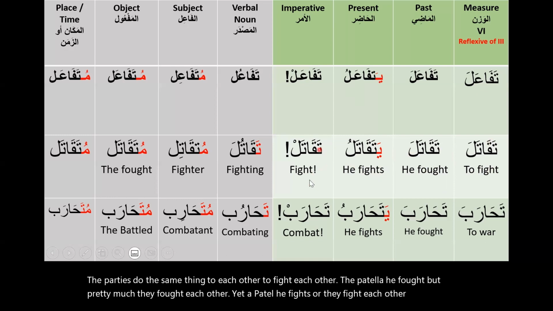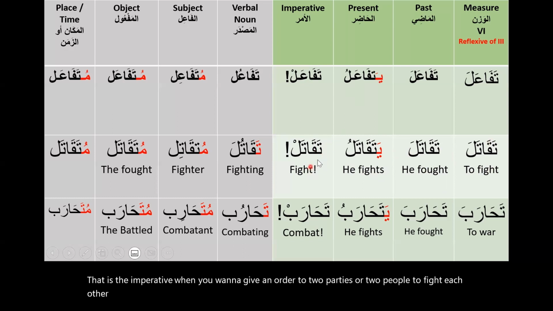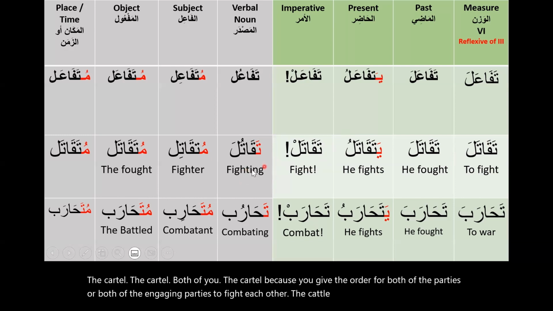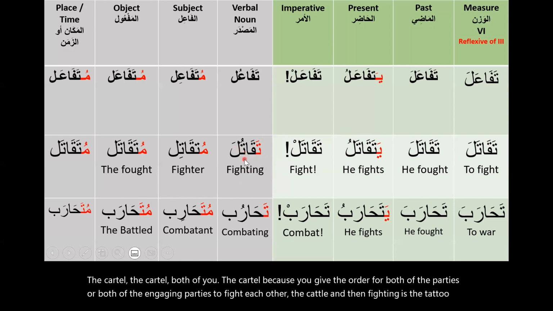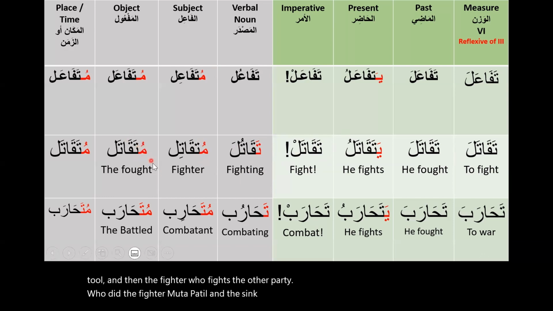تقاتل, that's the imperative. When you want to give an order to two parties or two people to fight each other, you say تقاتل. And if you want to give this قاتل, one person, to fight another person, you say قاتل. And then fighting is تقاتل. And then the fighter who fights the other party is متقاتل, and the thing that's being fought is متقاتل.